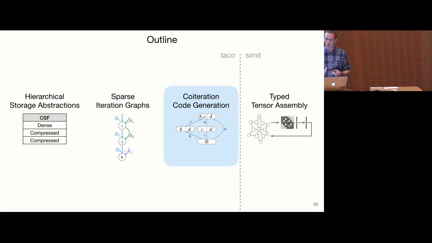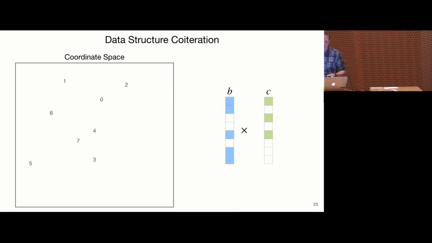So the third part of the talk, and the last part about how this compiler works, is that I showed you we generate this code that had this intersection code at the bottom. So we have to figure out how we can automate generation of such intersection and union codes, and that's what I'm going to talk about now.